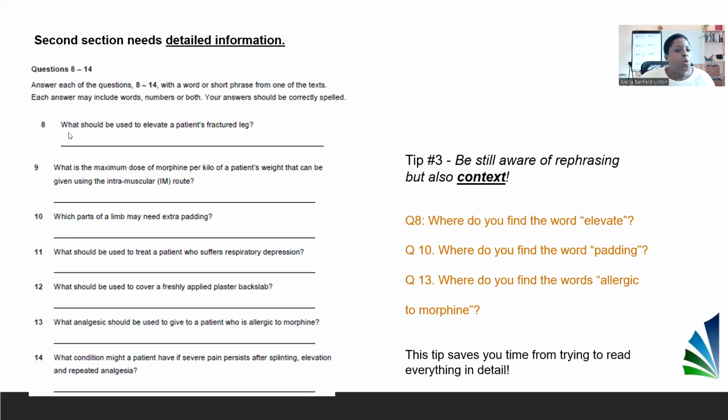So let's look at question 8. What should be used to elevate a patient's fractured leg? Now, where do you find the word elevate and something to do with a patient's fractured leg? Elevating a patient's fractured leg, you're already thinking we're talking about the actual procedure of management. So I've got to look in the context of where they're talking about procedures for management, okay?